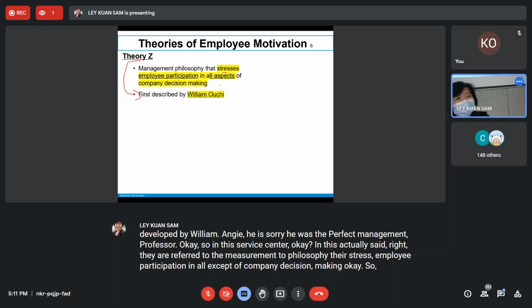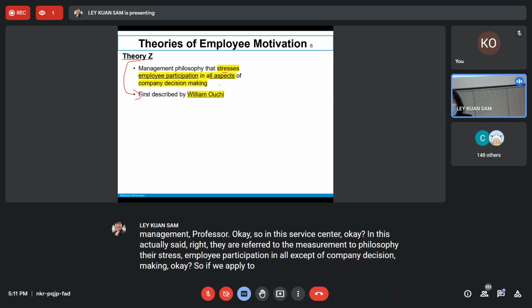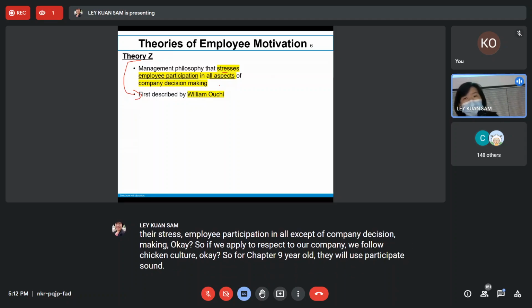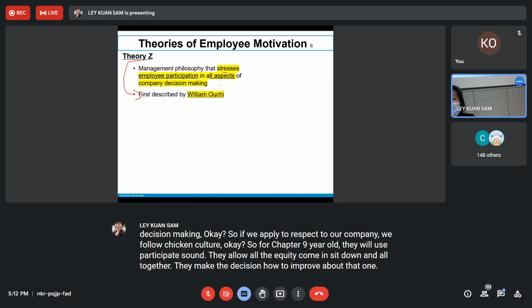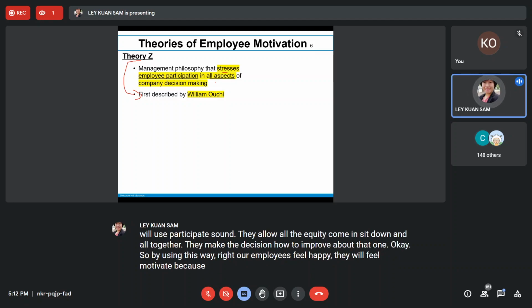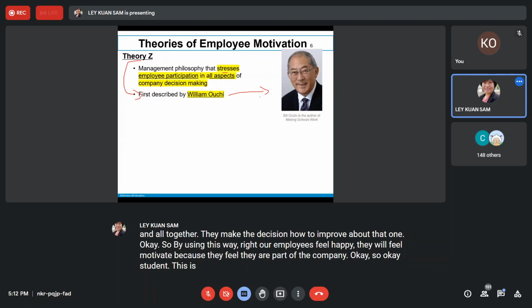Okay, so if we apply Theory Z to our company, we follow Japan culture. Okay, so for Japan manager, they will use participative style to lead their employee. They allow all the employee come in, sit down, and all together they make the decision how to improve the product. Okay, so by using this way, our employee they will feel happy, they will feel motivated because they feel they are the part of the company. Okay, so this is William Ouchi.